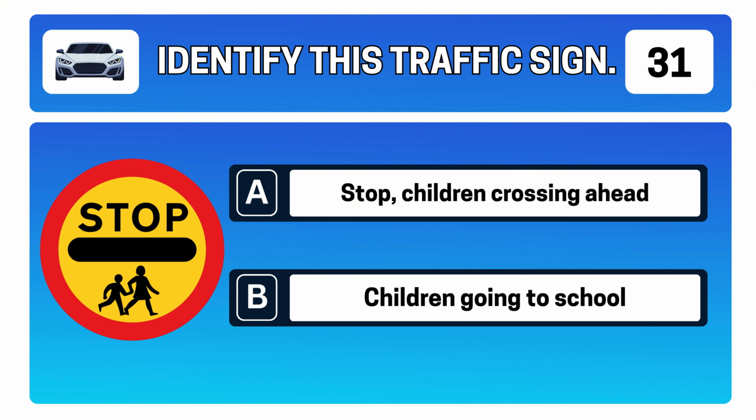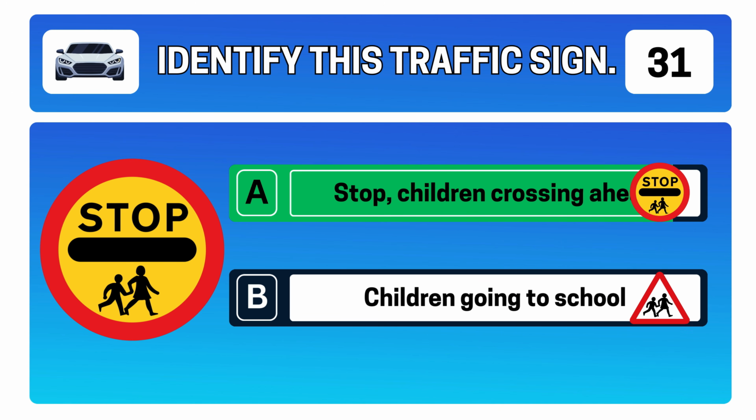Identify this traffic sign. A. Stop. Children crossing ahead. B. Children going to school. Exactly. This is a stop, children crossing ahead sign.